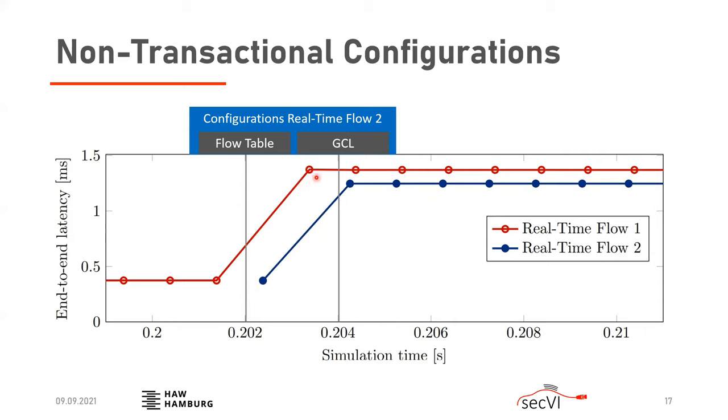But then when real-time flow 4 sends its fourth package, the latency suddenly increases. And the reason for that is that we haven't adjusted the schedule in the gate control list yet. So real-time flow 1 was taking up the spot that was supposed to be used by real-time flow 2, and real-time flow 2 took the spot that was supposed to be used by real-time flow 1. This is why we get increased latencies, because our system is in an inconsistent state during the modifications. So not very good for real-time environments.